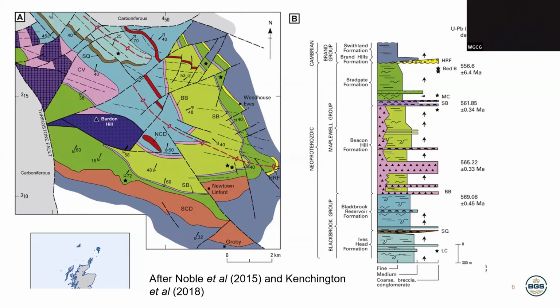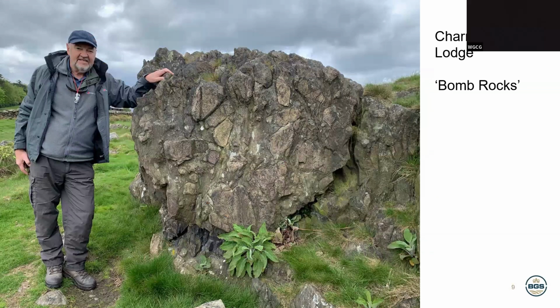Next slide, please. Okay, so here I am at the famous bomb rocks in Charnwood Lodge. This is an agglomerate, as you can see, of blocks of dacite and andesite lava, which have not come very far. In fact, they're forming a screen to those dark purple intrusive complexes I was showing you on the last slide. Next slide, please.